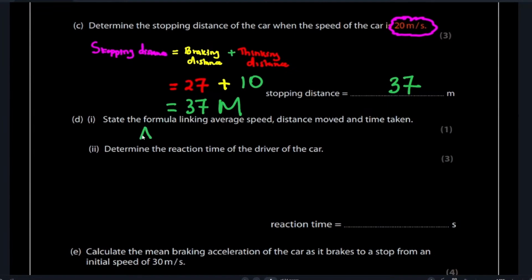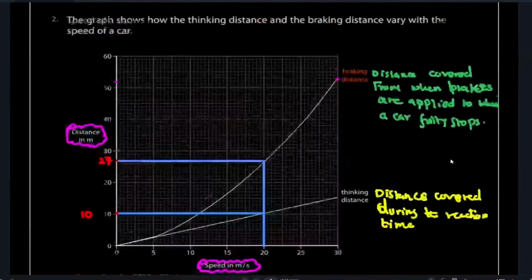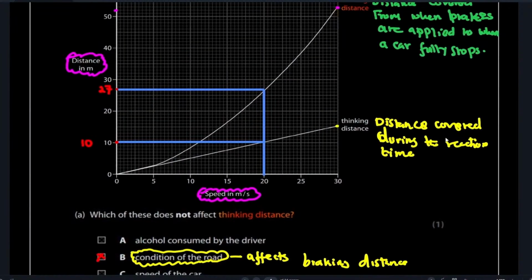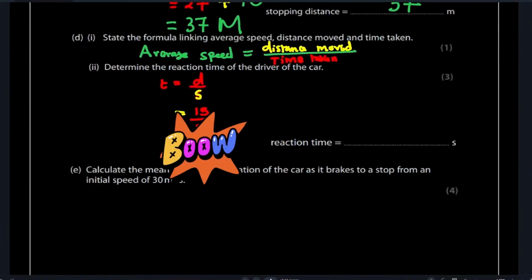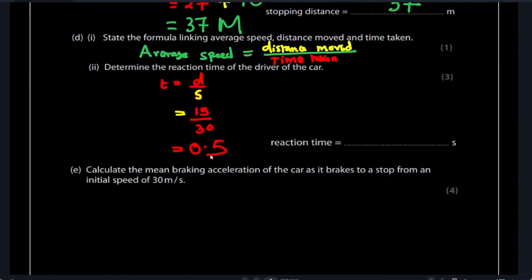We can say average speed equals distance moved divided by the time taken. Determine the reaction time for the driver. So we're going to make T the subject of the formula and then substitute into the formula in order to get that. So reaction time, there's 15 here, and if you work it out, you are going to have our answer 0.5 seconds.